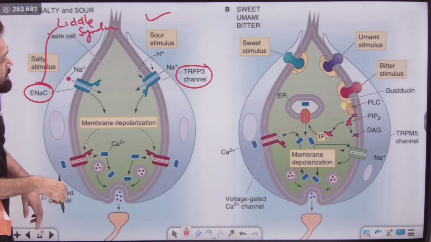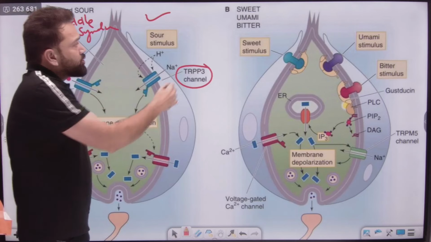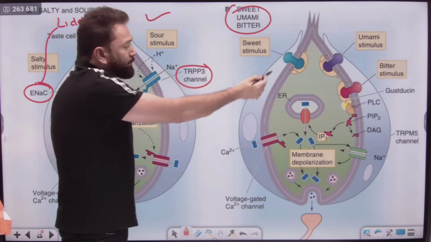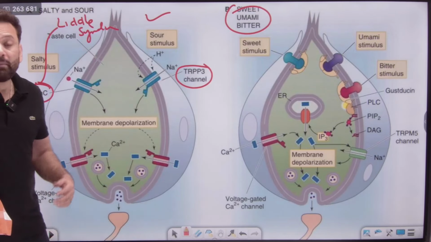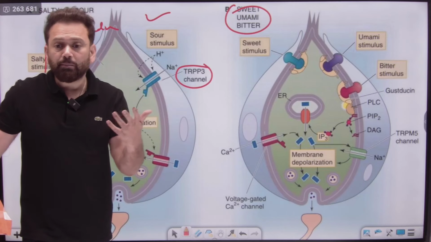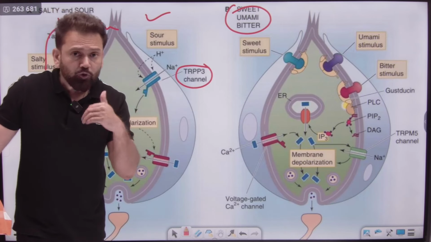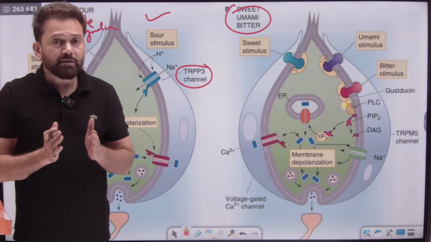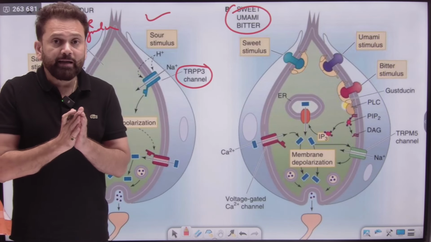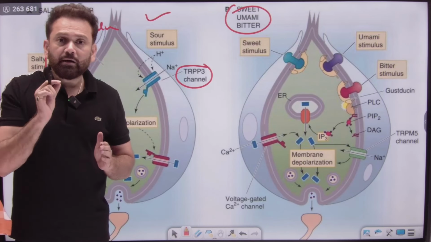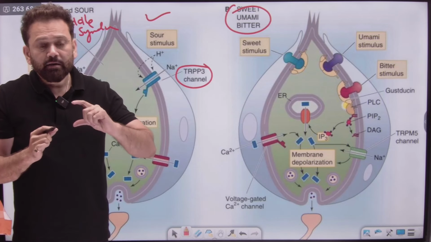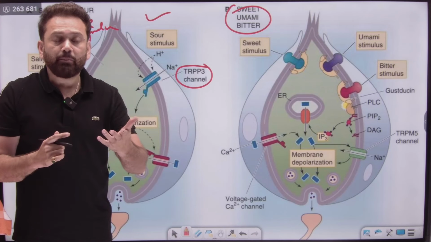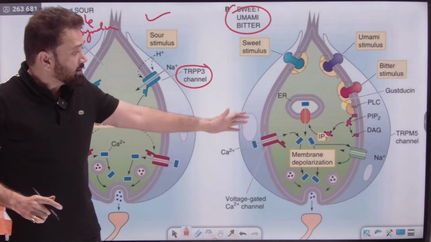We can see here, and these are all sweet, umami, and bitter. They are metabotropic receptors. They are G protein coupled receptors. Ionotropic receptors will open a channel and ions will go inside. In a metabotropic receptor, ions cannot go in directly. So the ligand will come, and a secondary messenger will be there. It will go in the nucleus and perform the appropriate action. So they work via secondary messenger.